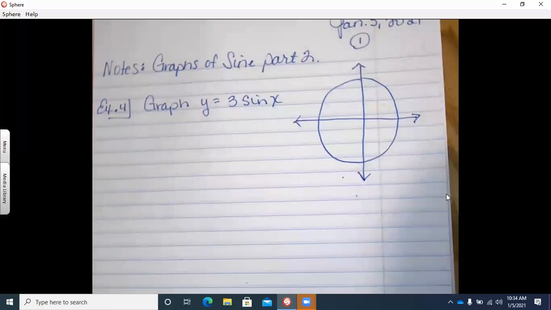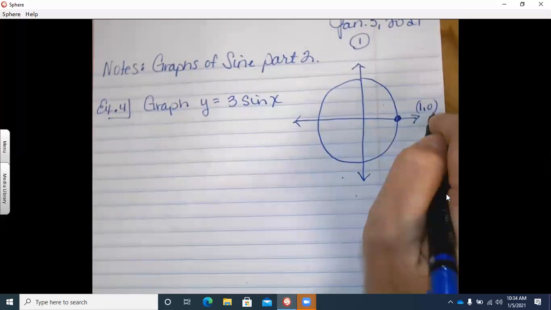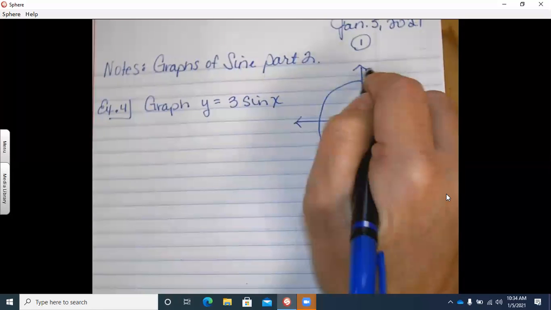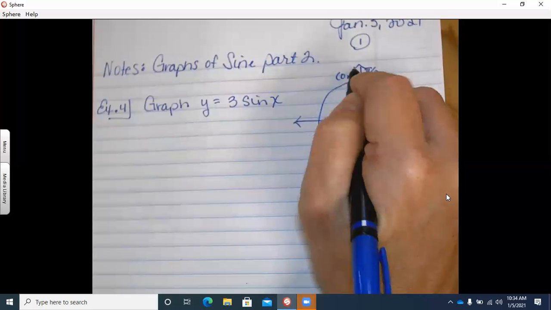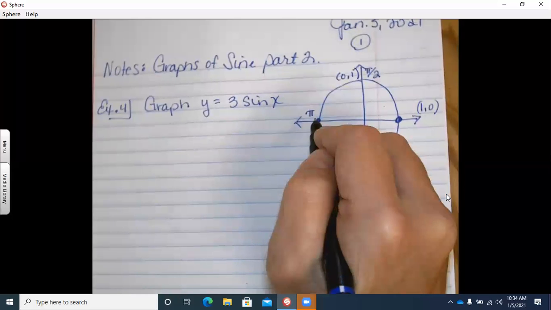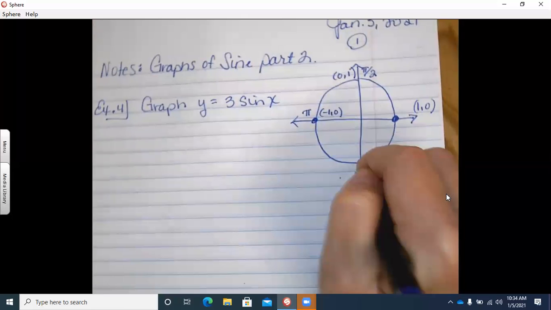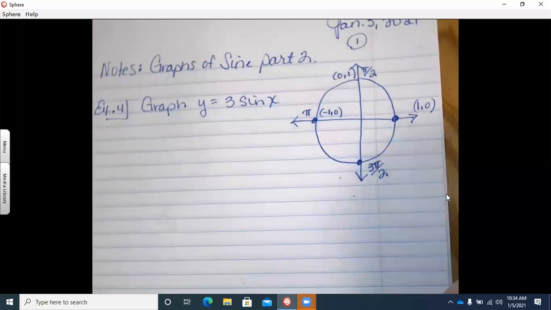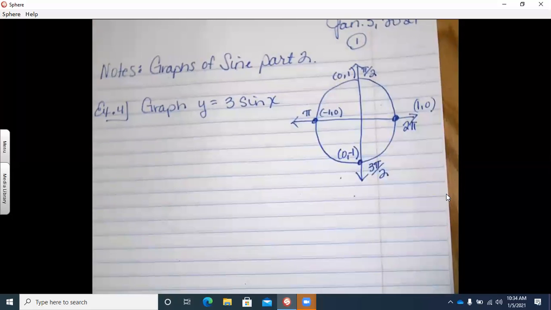So we know the ordered pair here is (1, 0). We know the ordered pair at pi halves is (0, 1). We know the ordered pair at pi is (-1, 0). The ordered pair at 3 halves pi is (0, -1). And then at 2 pi, it's (1, 0), same as at 0.